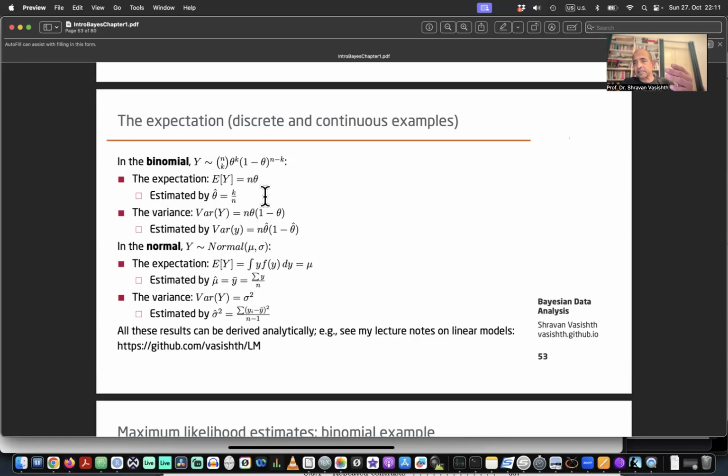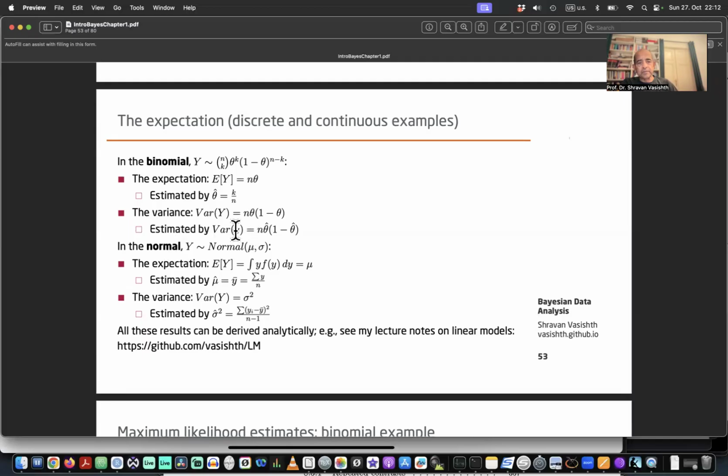So if you have 10 trials and you get 7 correct answers, then your estimate of theta, which is usually written theta hat, right? In LaTeX it is backslash hat and then backslash theta, right? This is now the estimate of the parameter theta from the data that you have.